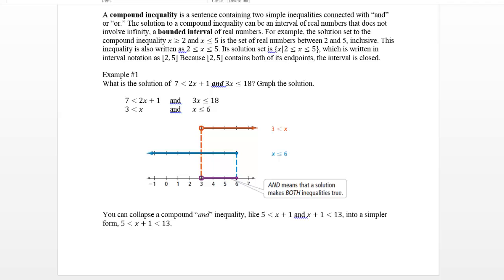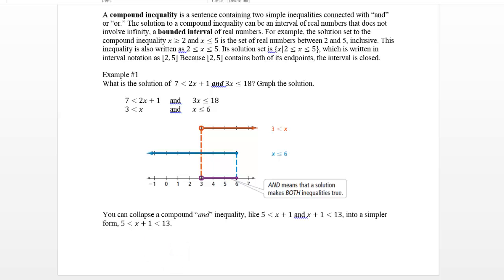Now, if we have the same algebraic expression in both simple inequalities, we can collapse that down to a single range that we would use for an inequality, and you can see that example here down at the bottom. And so that's a good look at an "and" statement compound inequality.